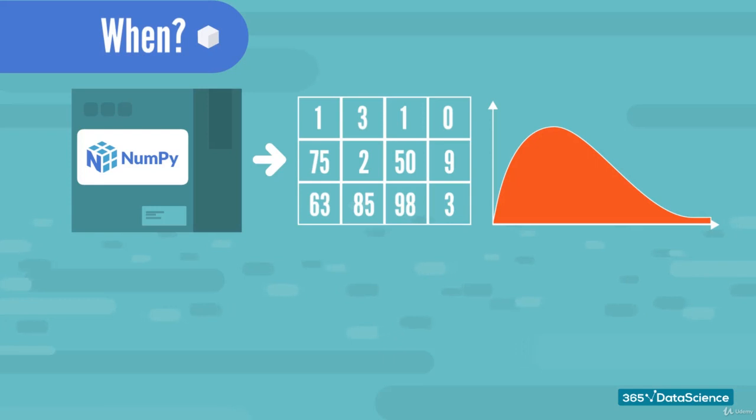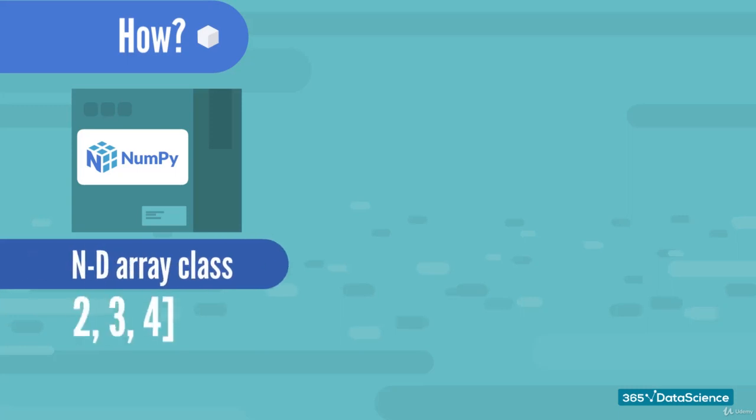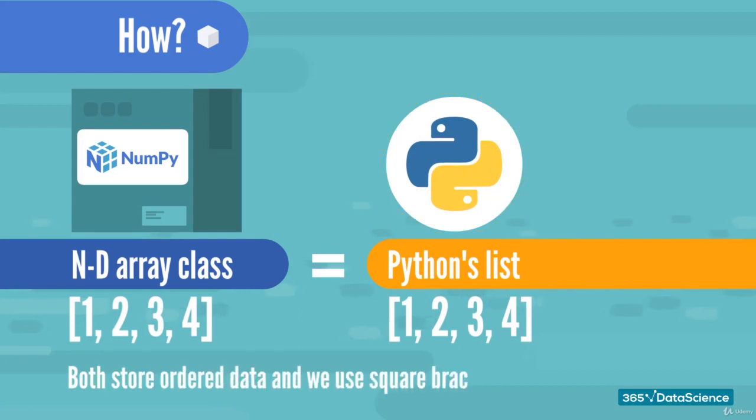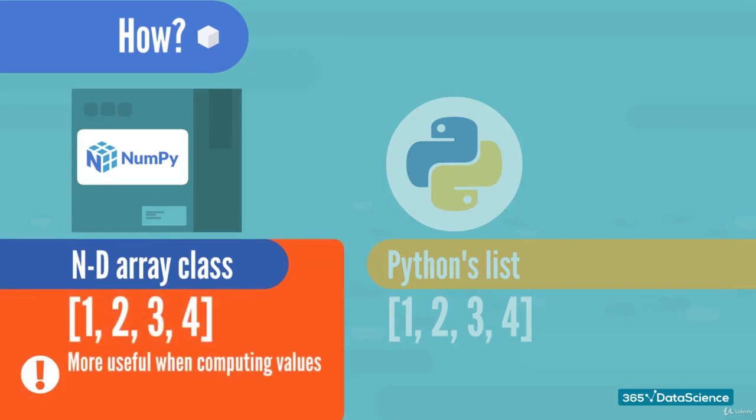Alright, we covered the what, the why, and the when, so now it's time to talk about how to exploit NumPy to the fullest. For starters, its biggest asset is its ND array class. On a superficial level, these arrays resemble Python lists because they store ordered data, and we use square brackets to display them. However, unlike lists, arrays are far more useful when it comes to computing mathematical values. This is because array operations work element-wise. If the latter term sounds somewhat unclear, please don't worry. We'll explain it in the next lectures in detail.